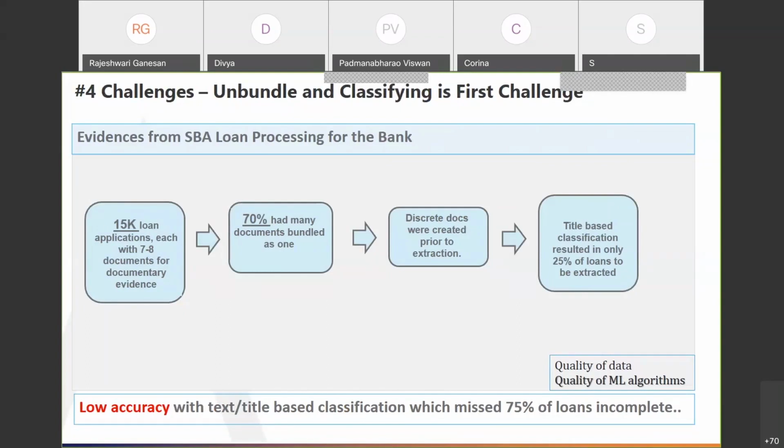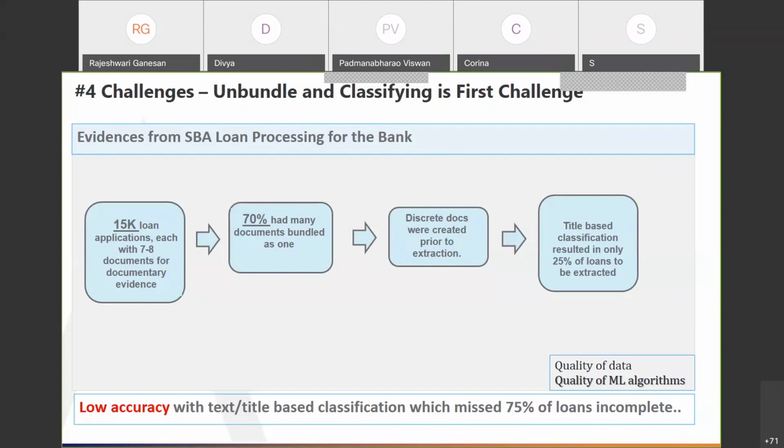So if you have a bundle of documents, you need to break them up, even if the sequence is lost, into discrete documents. Classify the document level, not just based on the title, but even the page level you need to classify, and then you need to go ahead and extract, right? And make sure there are no duplicates and so on.